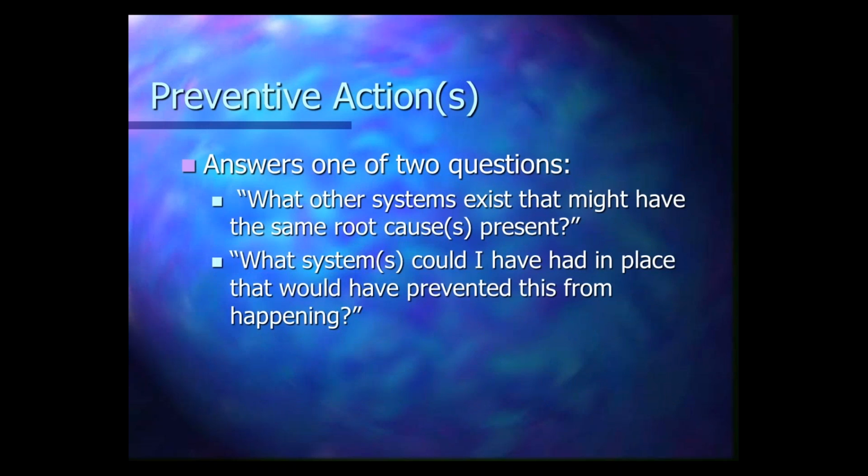Let's talk for a few minutes about preventive action. Now, preventive action per se is not a part of 9001:2015, but there is a requirement for risk. And preventive action tools are one great way to address risk. So preventive actions will address one of two questions. What other systems exist that might have the same root cause present? Or what systems could I have had in place that would have prevented this from happening?